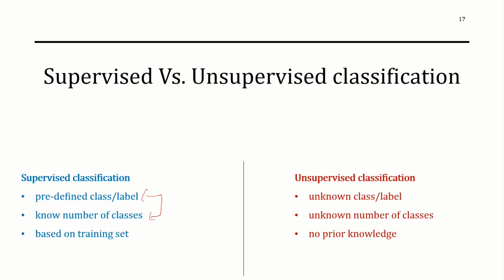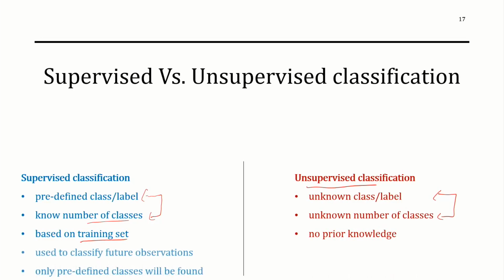So for this input, what is the correct information? For example, this article is about technology. We know that information in advance, and we also know the number of classes, the number of possible outputs. However, in unsupervised classification, this information is unknown. We don't know it. We also need training sets in supervised classification, whereas in unsupervised classification, we don't need prior knowledge.